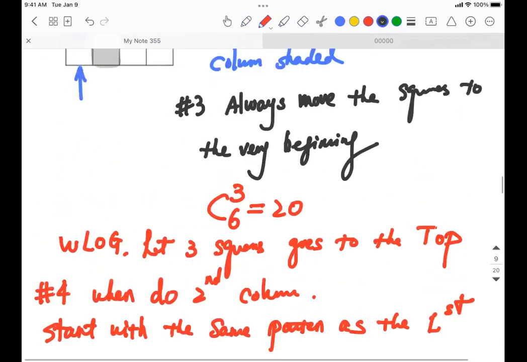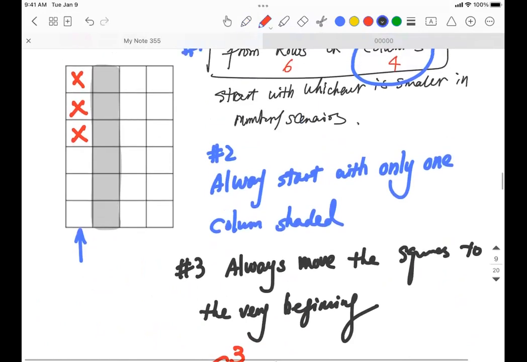Okay? Whenever you start a second column, do not randomly do anything. Try to start with the same one as you did for the first column. Because in that way, your life can be easier. Everything could be linear, could be similar. If you just randomly put everything, this is going to be a nightmare. So let's say my second column, I go for here.